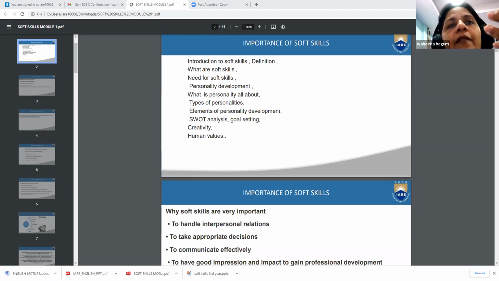If you have good soft skills, you will be able to sustain your job well. You will be effectively communicating with your co-workers, team building skills are there, leadership skills are there if a person is having soft skills.